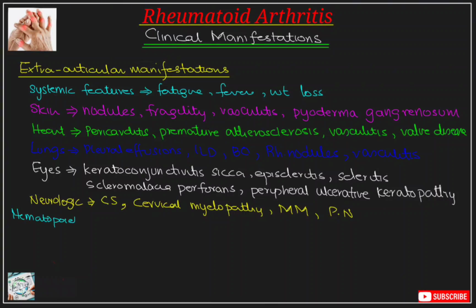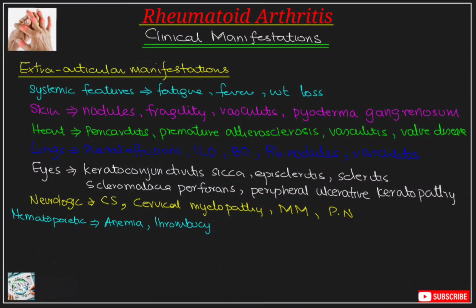The hematopoietic system is also affected. Patients can develop anemia of chronic disease. Patients can also develop iron deficiency anemia due to the gastrointestinal blood loss from NSAIDs or steroids, which are the drugs that are used in the treatment of rheumatoid arthritis.